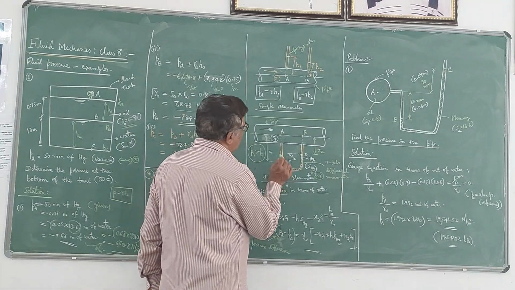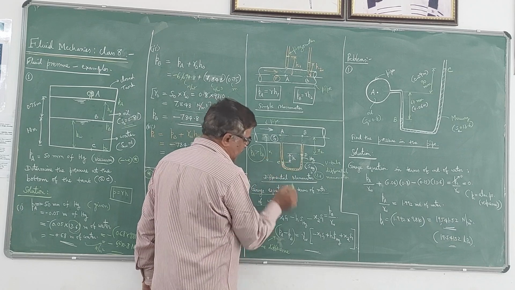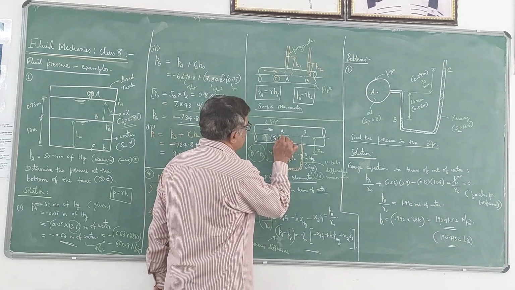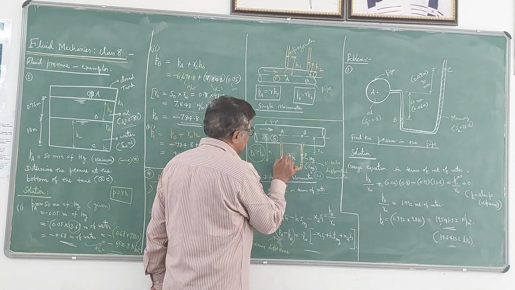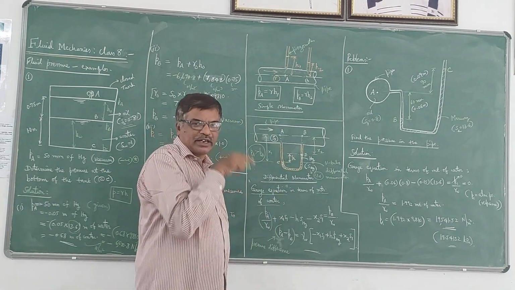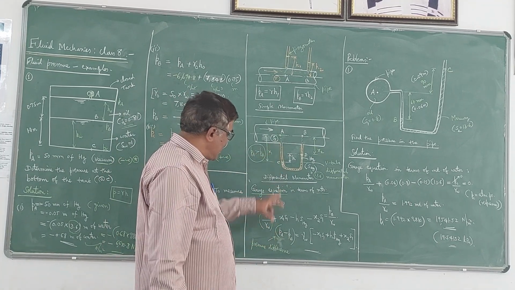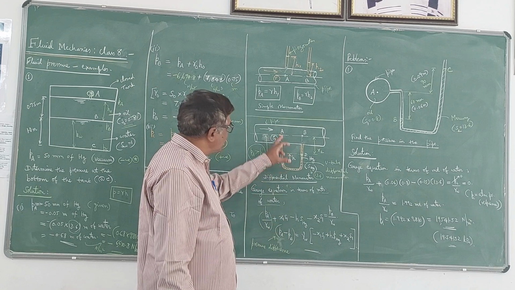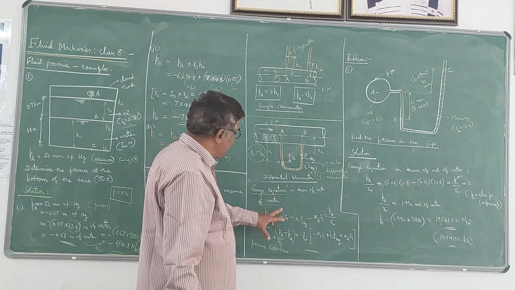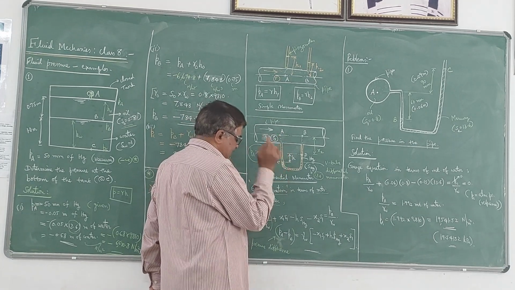So plus, what I have written here is the distance from this point to this point, that is x1, into the specific gravity of whatever liquid is there between A and C, that is S1. Because C is below A, plus x1, the distance between A and C, into S1, the specific gravity of the liquid contained between A and C.